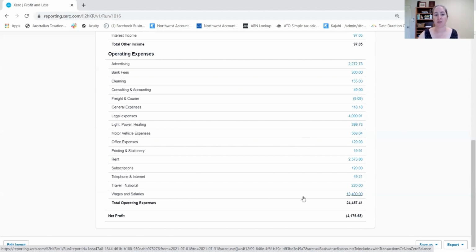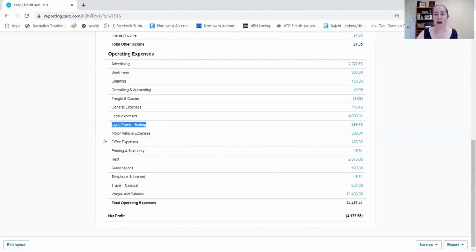So the thing with the profit and loss statement is it has to make sense not only to the person doing the data entry, it also has to make sense to the person who's reading the report, which is you. So if there's something that doesn't make sense to you, you need to fix it and request it to be fixed. So things like light, power and heating generally don't mean much to many people at all. And depending on your climate, you may not even need heating. So it might be electricity costs rather than light, power and heating. You can change the name on these.